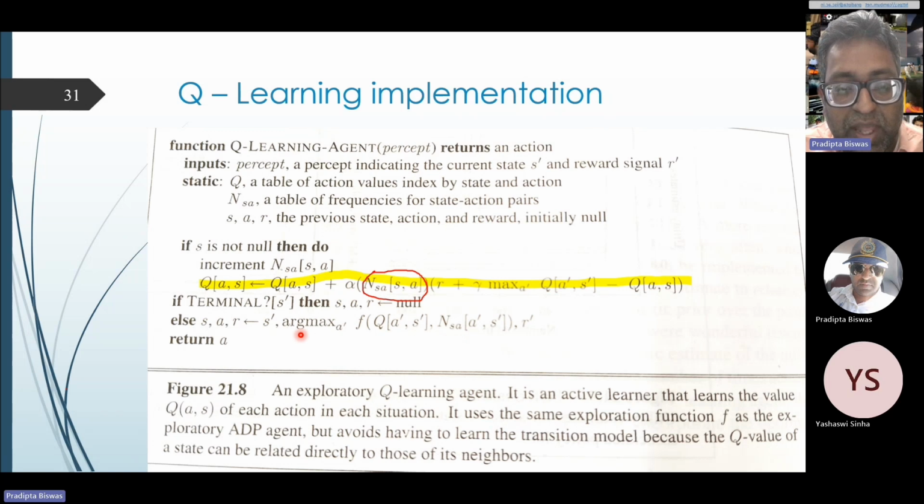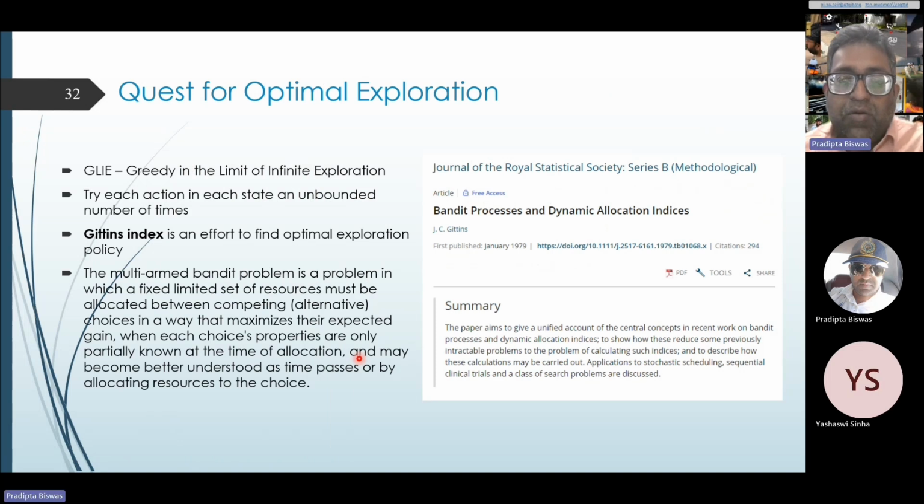Okay. And the terminal condition will be when S is a terminal state. And these are the stopping conditions. If S is not null, that is, if the agent has not explored all possible states, it will keep on doing that. So now the question is how much we will explore.